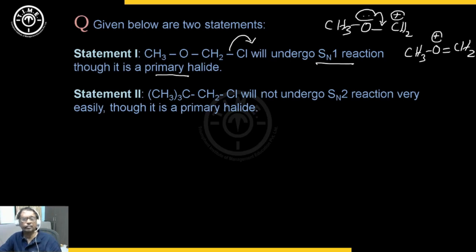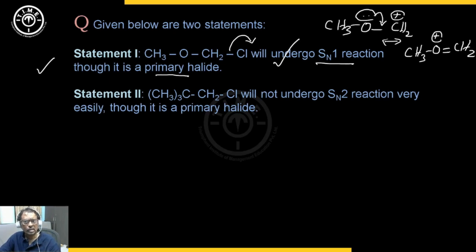So when there is a sharing of positive charge, the load is less on each atom, therefore the carbocation is stabilized. So there is a resonance stabilization. Therefore SN1 will take place because the carbocation is stabilized. Clear? Now look at statement 2. So statement 1 is correct.